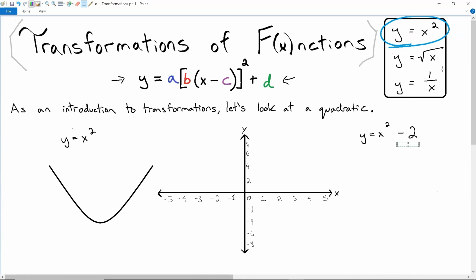So what I'll do up here is I'll just make a note that this is a vertical translation. Some people say vertical translation, some people say a shift. Either word works. Okay, what if I were to add a c value? So instead of x squared minus 2, what if we did x minus 2 squared?